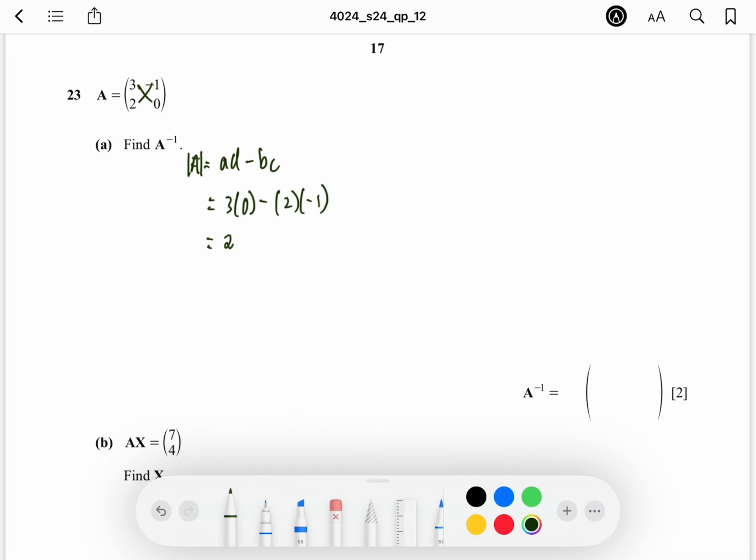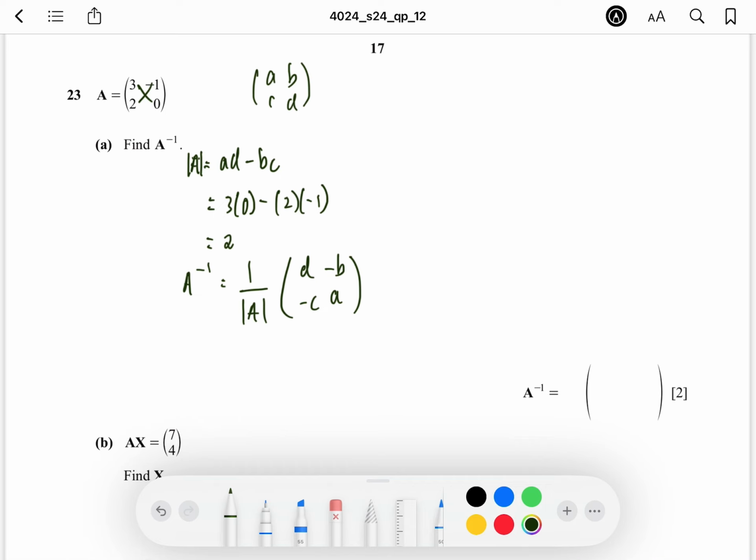So your inverse would be 1 over determinant. And then remember this one? Your original matrix. Yang di swap is D sama A. And then B sama C jadi negative.